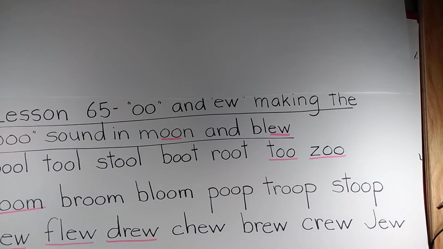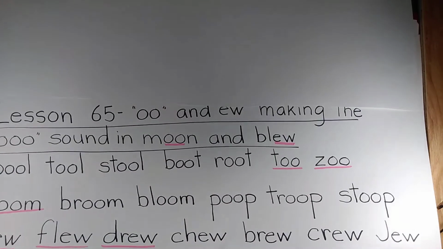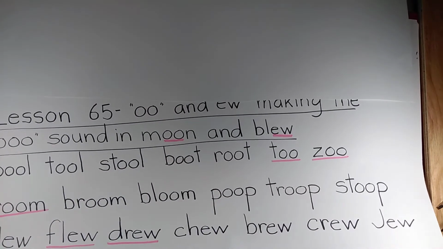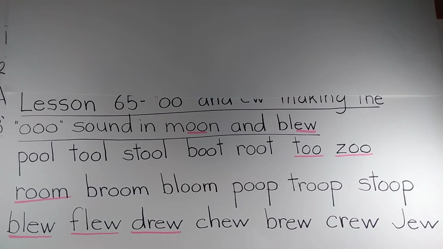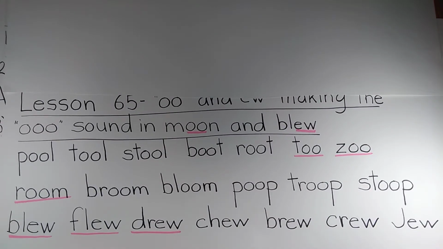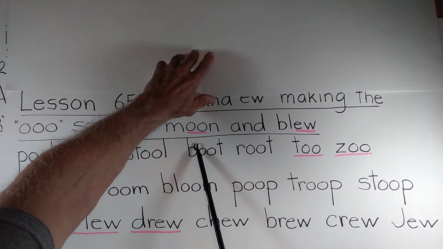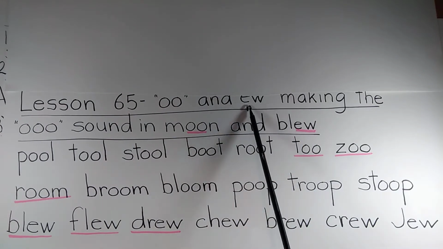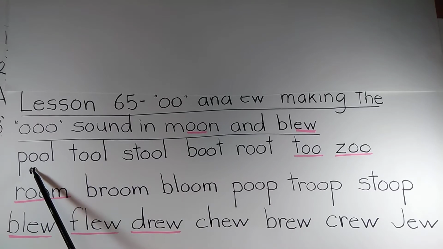Hopefully I'll get this on here. Okay. Lesson 65. We are looking at words that have the oo sound spelled O-O or E-W. I can't get this on properly, but O-O, oo, in these words. Students say these before I do.